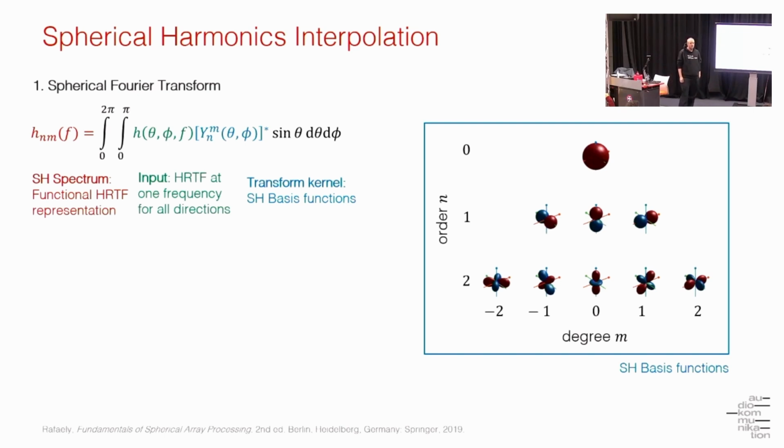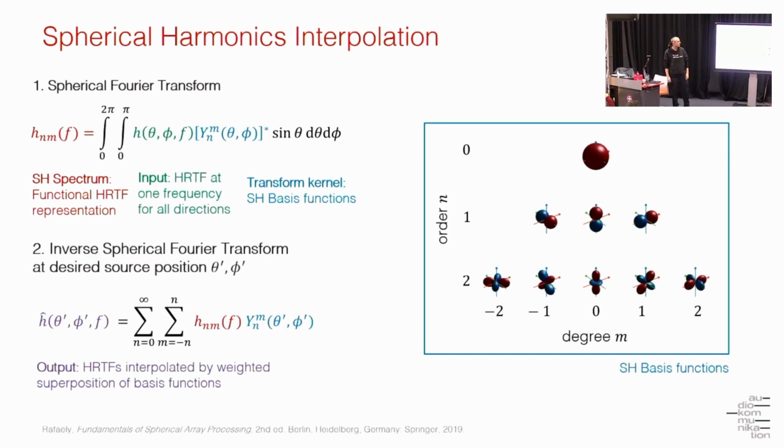And after we've applied the spherical Fourier transform, we arrive at the spherical harmonic spectrum. Let's think of it for now as a functional representation of our HRTF. Why functional? Because these basis functions here are analytical functions. We can evaluate them for any position on the sphere. And we're making use of that idea to obtain the interpolated HRTF. We do that by taking the inverse spherical Fourier transform and evaluating it at the desired source position, in this case given by theta prime and phi prime. You can see that we do that by a weighted superposition. So we're summing all the data we have. We superimpose the basis functions and we weight them with our spectrum. And that gives us the HRTF at that position.